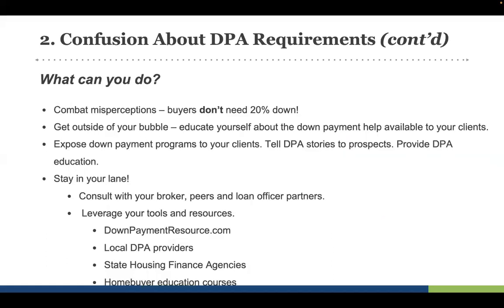Again, combat misperceptions. Buyers have got to know in your marketing, in your conversations, that you don't need 20% down. And quite frankly, what a timely, relevant, critical message to be sending out in your social media marketing, your email campaigns, on your website. Talk about down payment requirements as they truly are, so that aspiring buyers know and understand you do not have to have 20% down to buy a home. Yes, it's great if you do. You can avoid mortgage insurance. Of course, we know that.